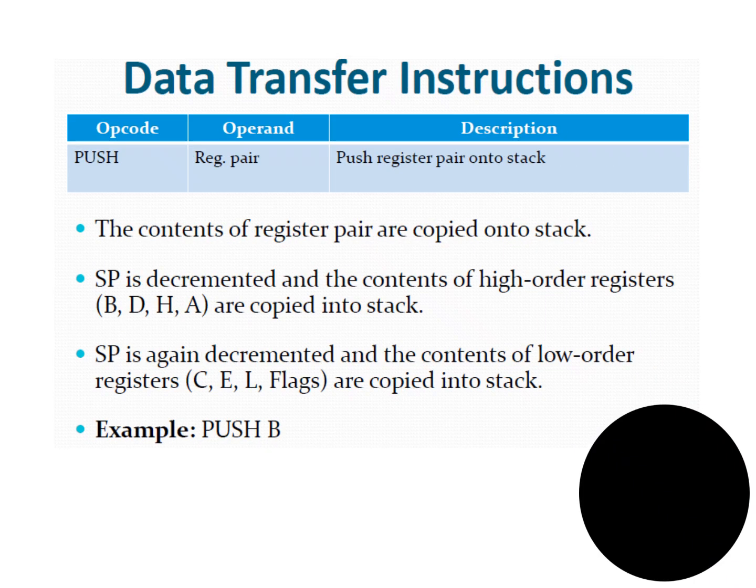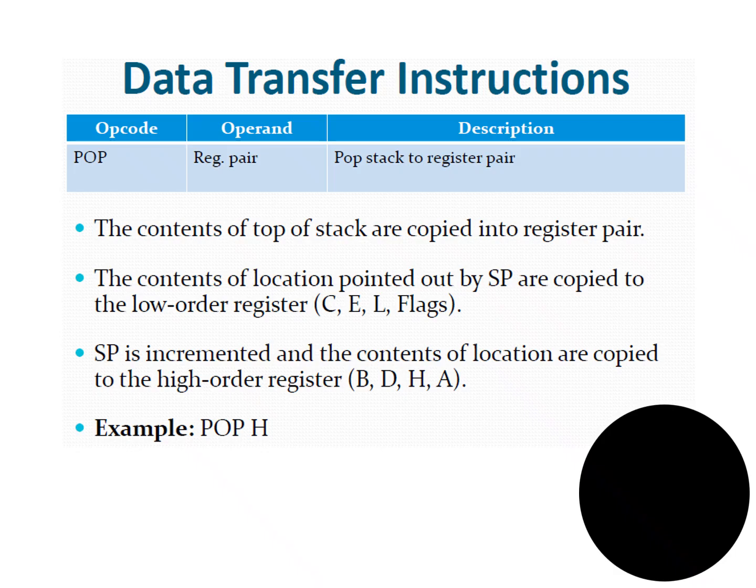And next, pushing a register pair, in the sense that the content of a register pair is copied into the stack. For example, push B. The push operation is moving the data to the memory. Popping is nothing but taking out the data from the memory. So that is what the push and pop operations are.